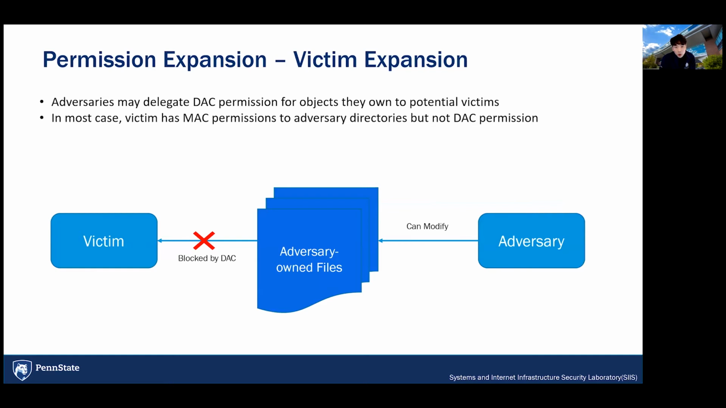The next type of permission expansion is victim expansion, where we see the adversary may delegate DAC permission to objects that they own to victims. In most cases in Android, the victim has MAC permission to the adversary's own objects, but DAC permission will block the victim from accessing such a file.